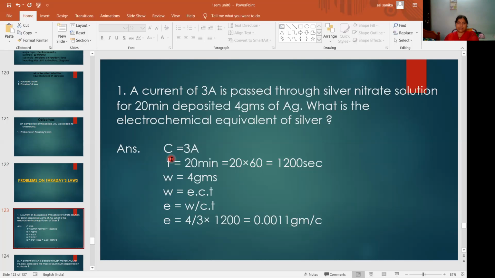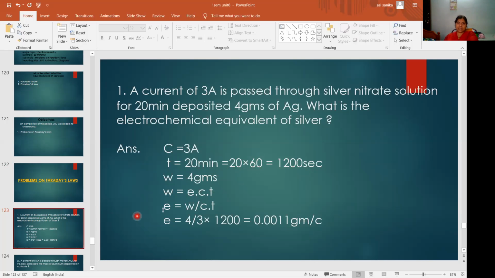So you have to write the given data: current 3 amperes, time 20 minutes. Always you have to convert into seconds. So 1 minute is equal to how many seconds? 60. So 20 into 60 is equal to 1200 seconds. So weight is 4 grams. So you are asked to calculate E. So W is equal to ECT.